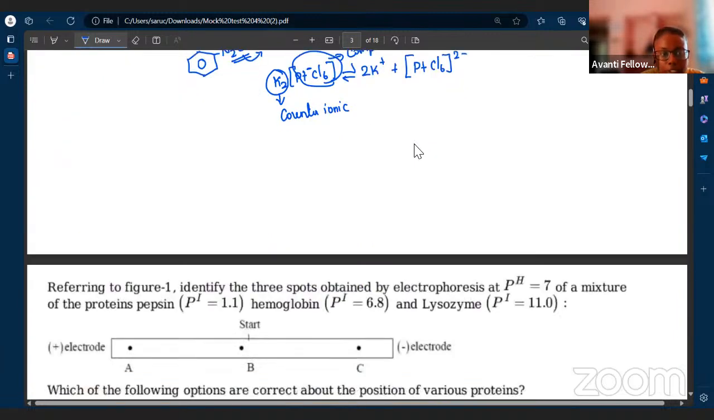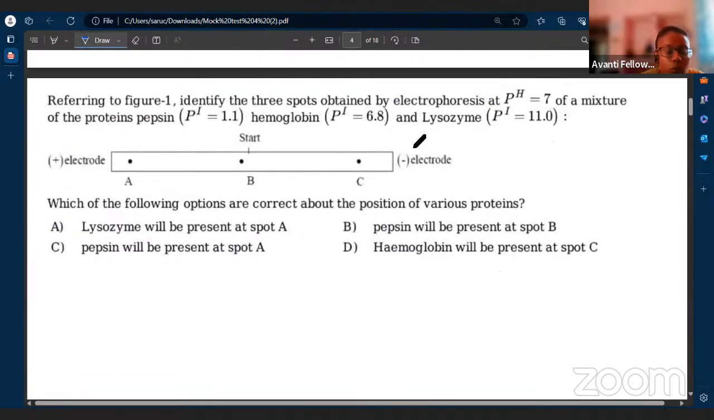So moving to the next question. Okay, look into this question. Here, referring to figure 1, identify the 3 spots obtained by electrophoresis at pH equal to 7 of a mixture of the proteins pepsin, whose pI value is 1.1, hemoglobin, whose pI value is 6.8, and lysozyme, whose pI value is 11.0. Okay. So what happens in electrophoresis? This question is from surface chemistry.